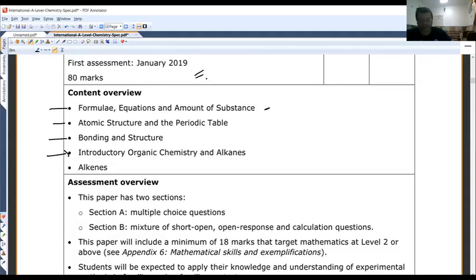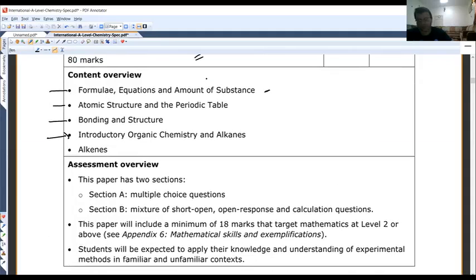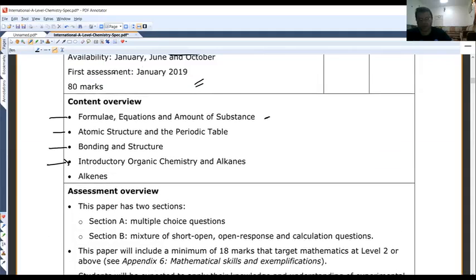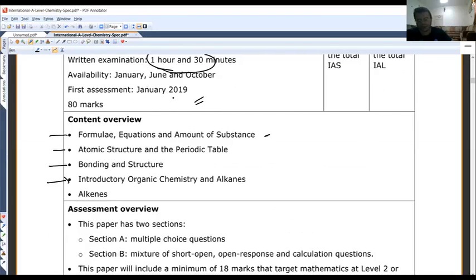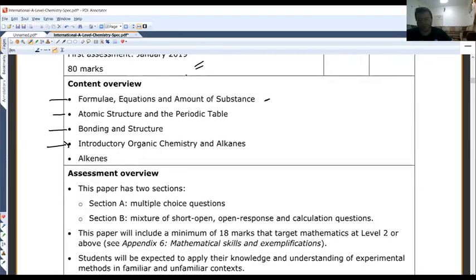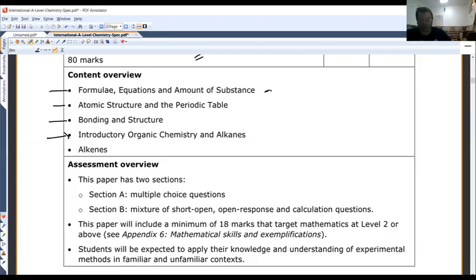In each syllabus, or the new one, you will get the first assignment. This one was 2019. The most important thing which we're looking for here is the components of this paper or this unit. You have the formula and the equation and amount of substance. The lesson for today, which we're going to explain.